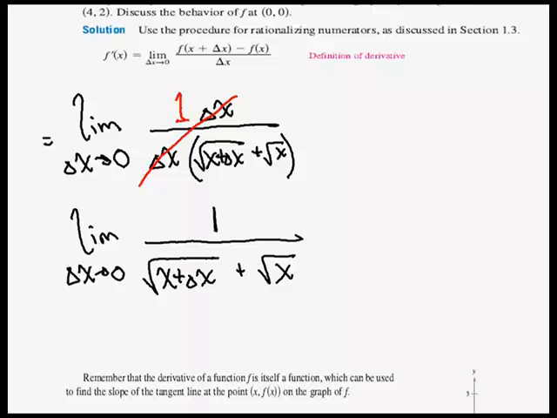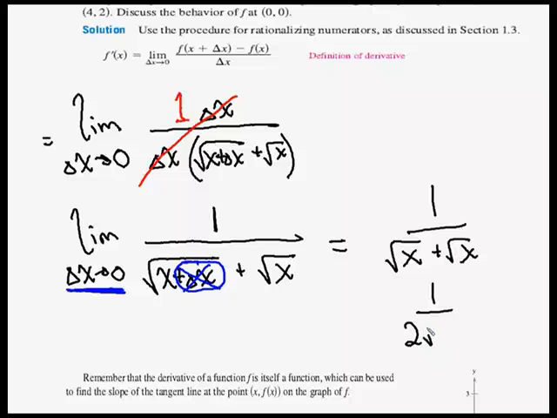Now we can apply that limit without a divide by 0 scenario. So as we let delta x go to 0, this delta x just sort of falls off. It goes away. So we've applied the limit. We can drop the limit notation. Now we have 1 over, well, when that delta x went to 0, we're going to have the square root of x plus the square root of x. What is the square root of x plus the square root of x? Well, that's 2 square roots of x. So we get 1 over 2 square roots of x. There is our derivative, our f prime of x.